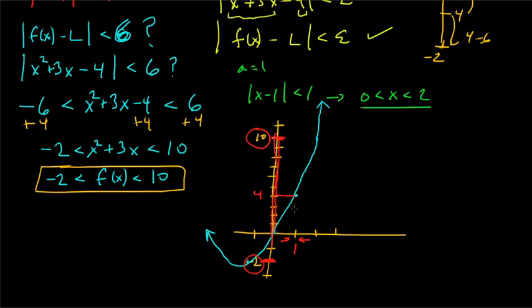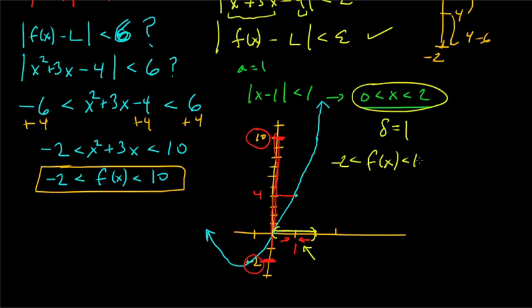So what happens if x is between 0 and 2? In other words, my delta, remember, I chose to be equal to 1. And if delta is 1, then x has to be between 0 and 2. So if I pick any x between 0 and 2, is my f of x guaranteed to be somewhere between negative 2 and 10? And you can see what happens. So what's the smallest f of x will be? f of 0 is 0, which is certainly bigger than negative 2.